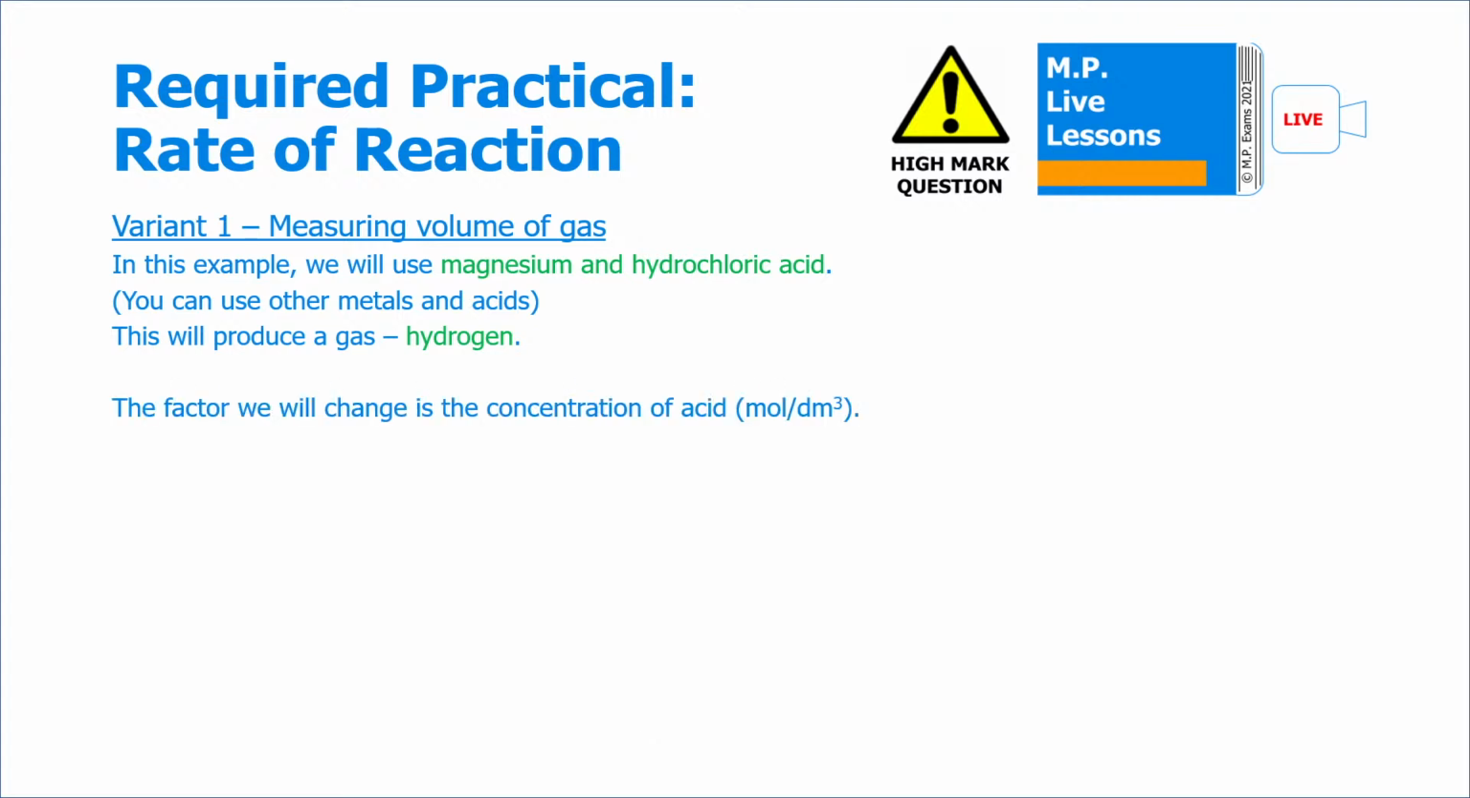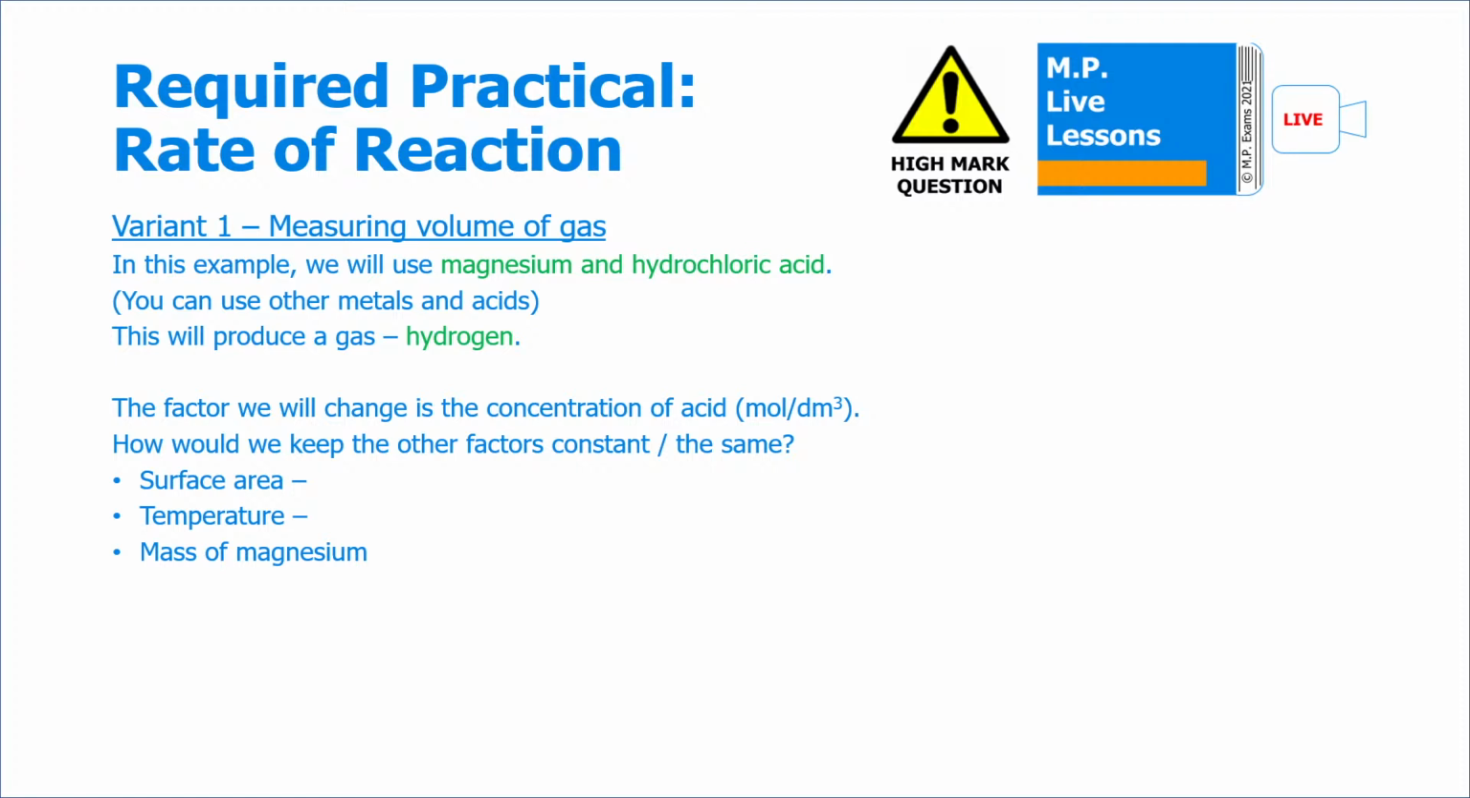So the factor, for example, that will change is the concentration of acid. Now, how would we make this a valid fair test? We'd have to keep the other factors constant, like the surface area, the temperature, and the mass of magnesium used. The mass of magnesium used is pretty easy. You've just got to weigh it out on a top pan balance. The others aren't so easy.